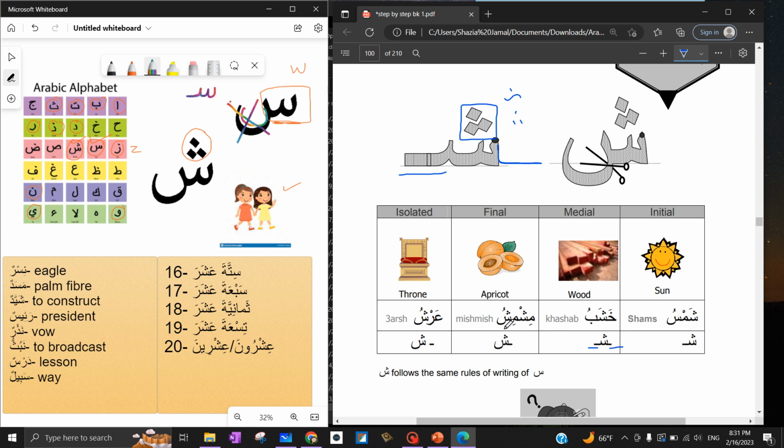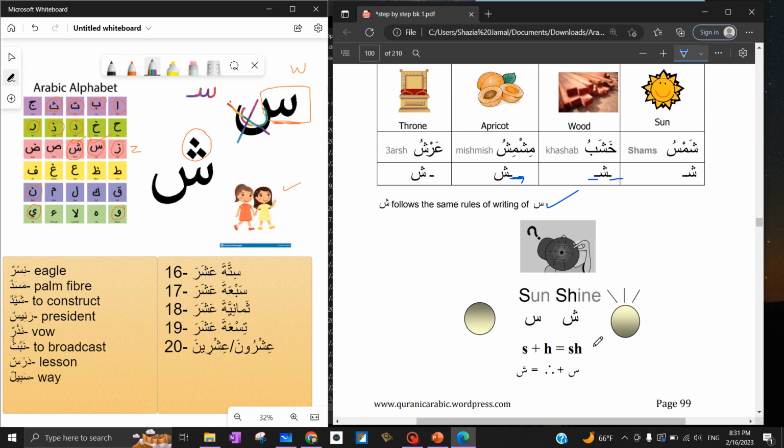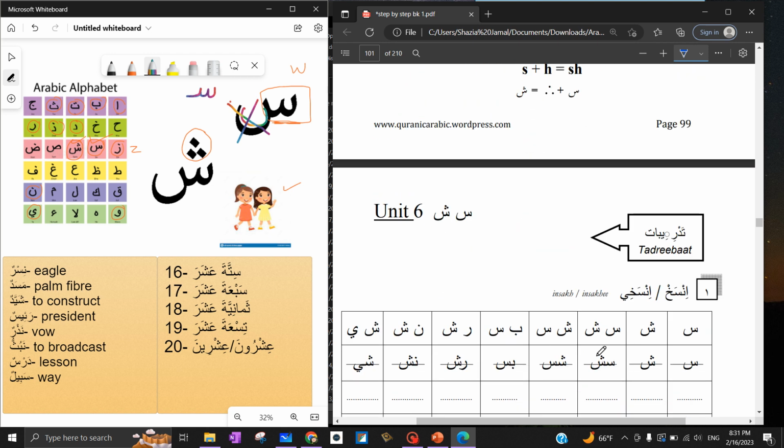And what happens when it is the final letter? There is a tail on the right side to be connected with the letters. And what happens when it is isolated? It's written in its full form without a tail. Why is it without a tail? Because the previous letter is a non-connector. Then only it can be isolated. Sheen follows the same rules of seen. So it's equal to seen. The only difference is the three dots.